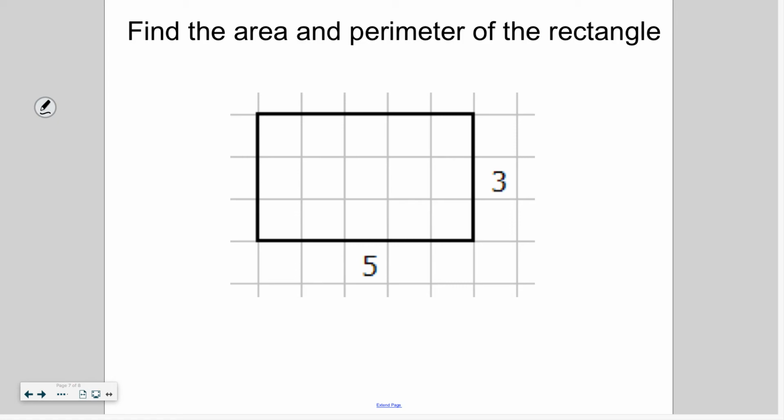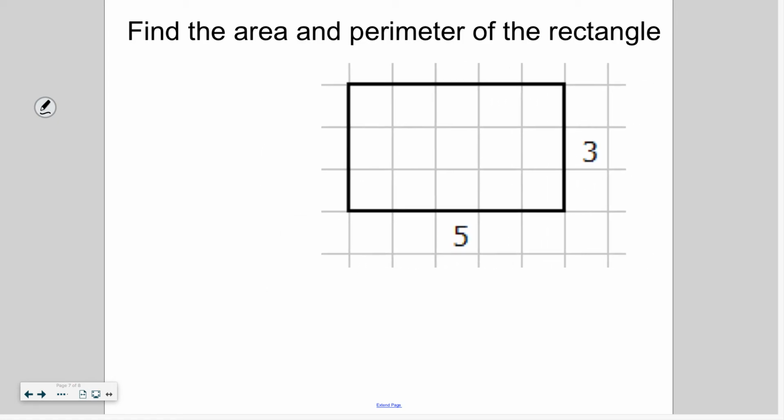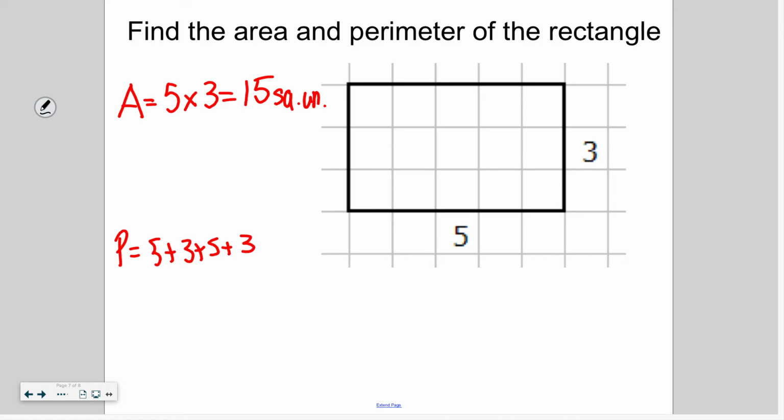Right, so you can do the area or perimeter first, doesn't really matter. I'll start with the area. In this case, I have 5 times 3, and that gives me 15 square units. For the perimeter, I had to add 5 plus 3 plus 5 plus 3. I know 5 plus 3 is 8, and 8 plus 8 is 16. So the answer is 16 units.